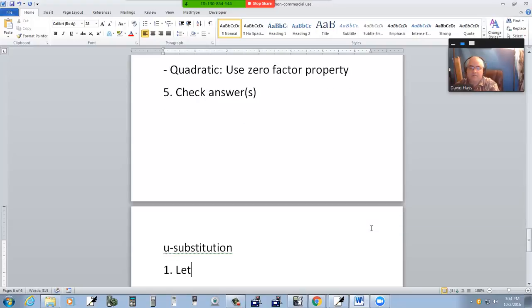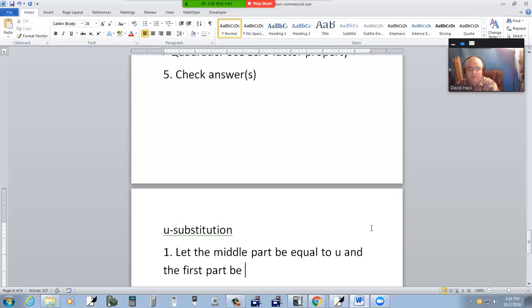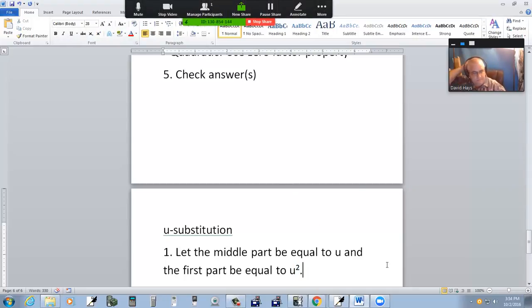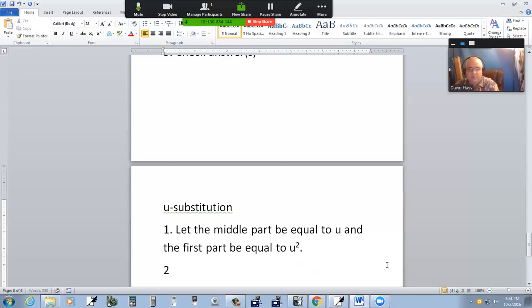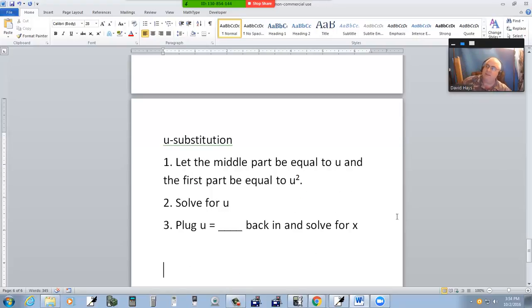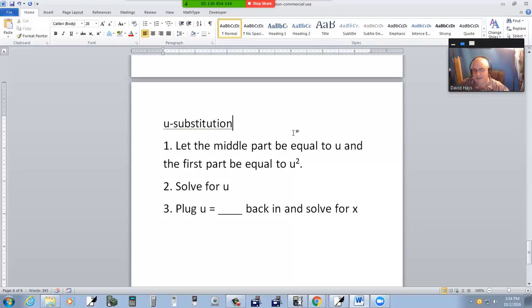Step 1. Let the middle part be equal to U, and the first part be equal to U squared. Step 2. Solve for U, whatever that means. Step 3. Plug U equals blank back in and solve for x. And again, that's pretty vague. This is probably one of the most vague processes there are in algebra. And this is specifically for equations quadratic in form.